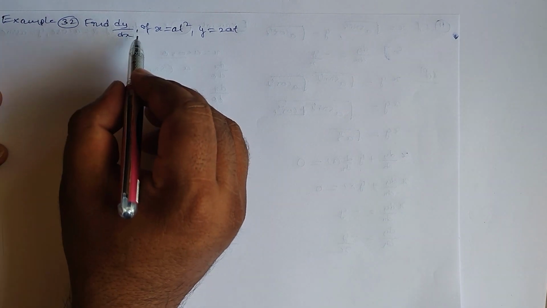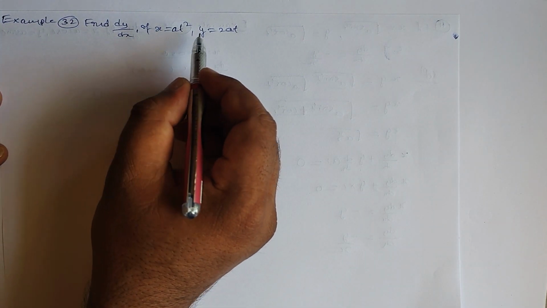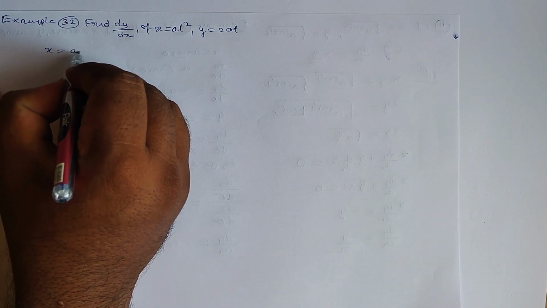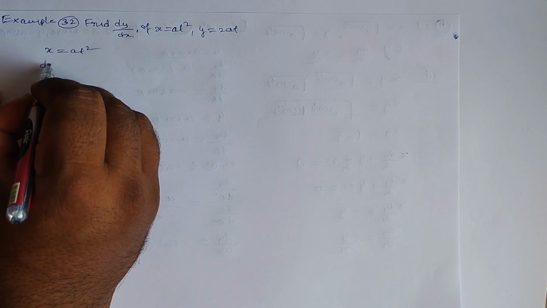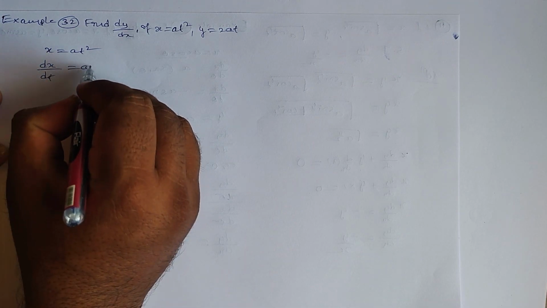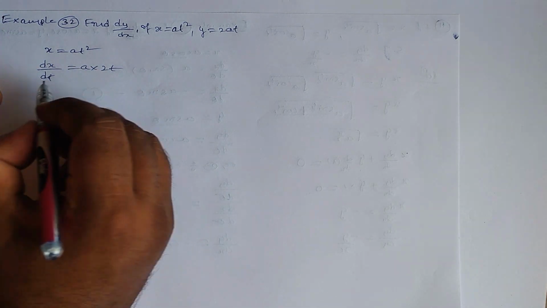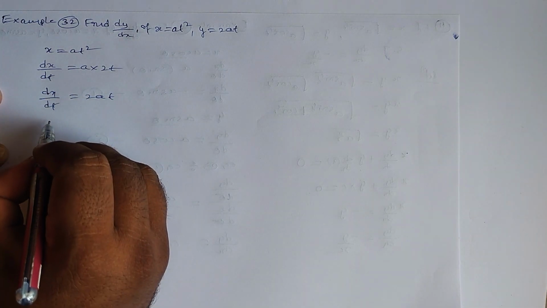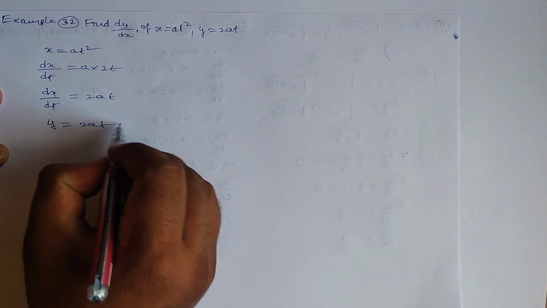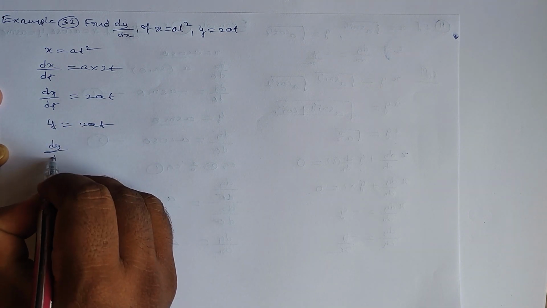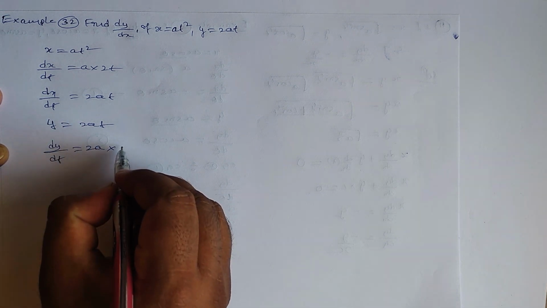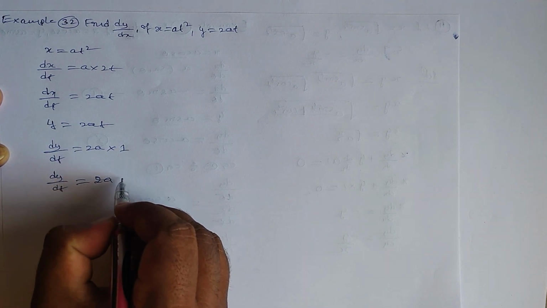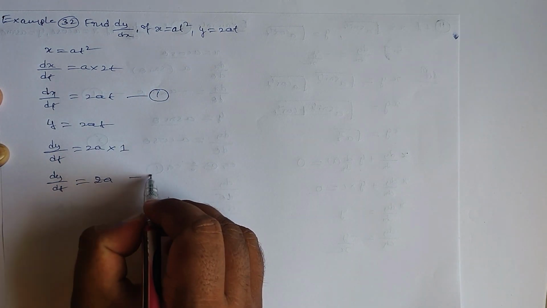Example 32. Find dy by dx if x is equal to at square, y is equal to 2at. Simple. Take x equal to at square, differentiate with respect to t. dx by dt equal to a constant, derivative of t square becomes 2t. So dx by dt equal to 2at. Say equation number 1. Next, y equal to 2at. Now differentiate with respect to t. dy by dt equals 2a, a constant taken outside, derivative of t becomes 1. So dy by dt equal to 2a. Say equation number 2.